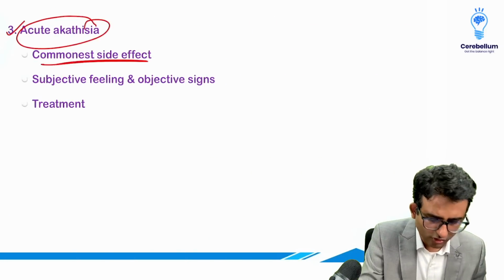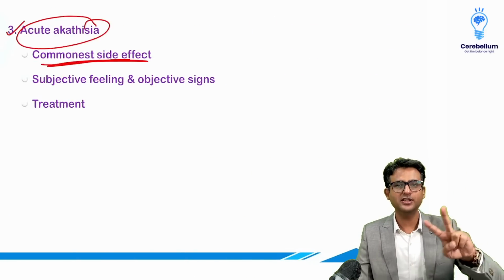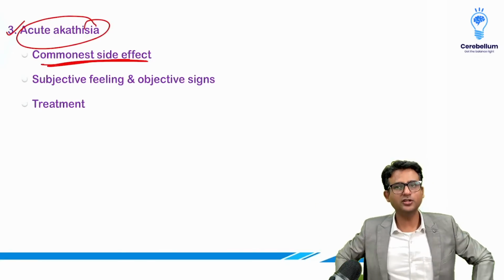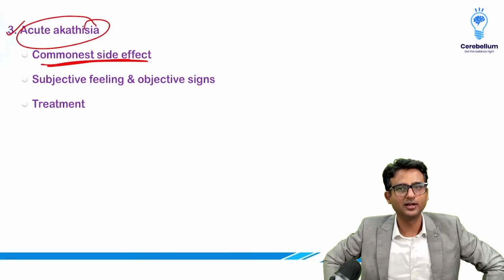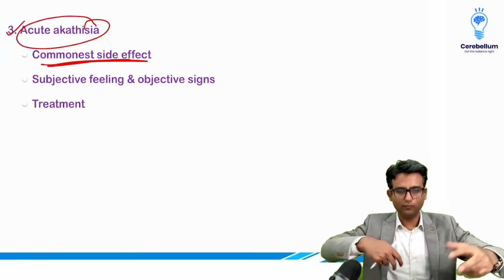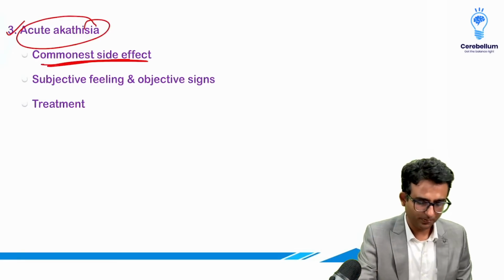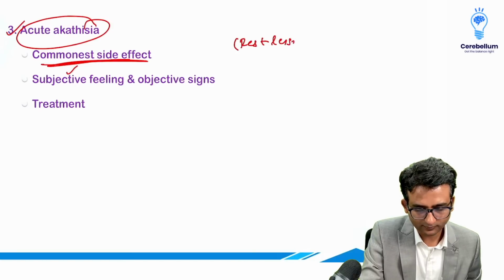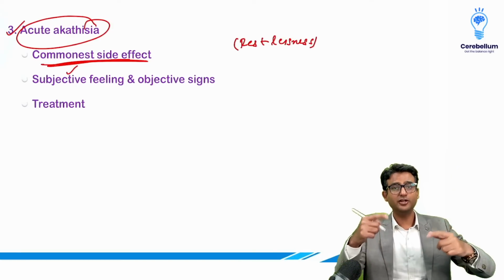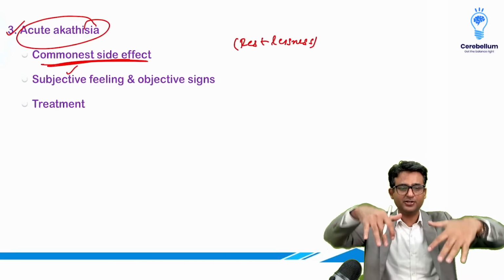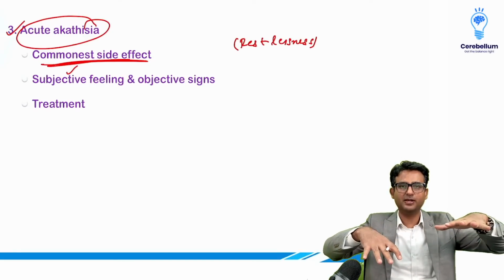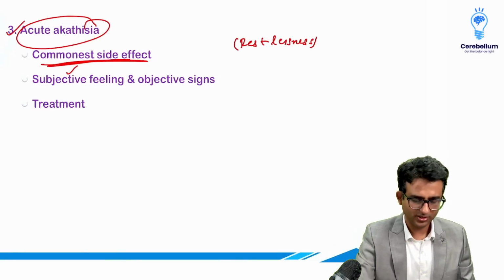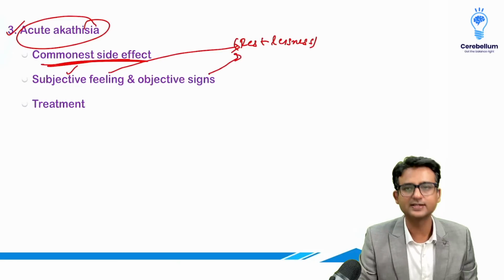Akathisia, the most common side effect. Patient says two things. Patient says that I feel restless and I cannot sit on the chair. I cannot sit on the table. I cannot sit on the bed. I keep walking around in the house. So the patient subjectively says that there is restlessness. And objectively when you see the patient, the patient is fidgeting. Patient is not standing still. Patient कभी एक पैर पे दूसरे पैर पे, one leg, second leg, right? Keeps on fidgeting, keeps on roaming around. So subjective feeling and objective signs.